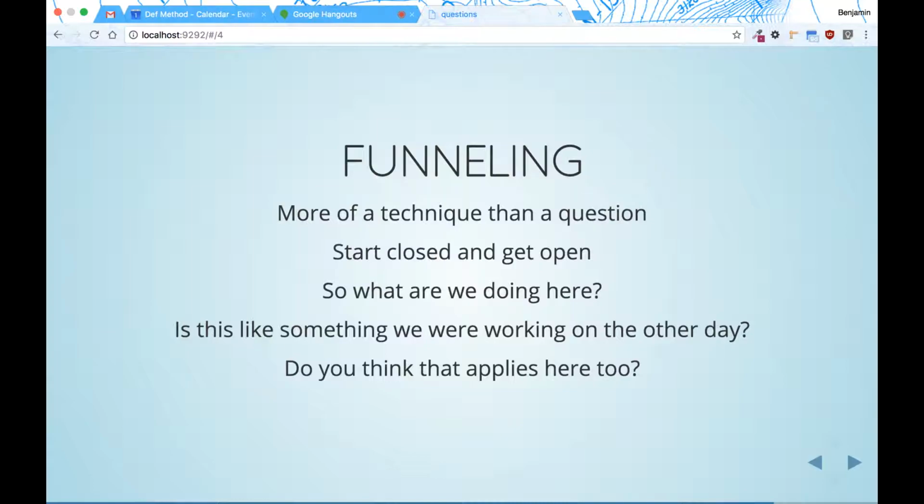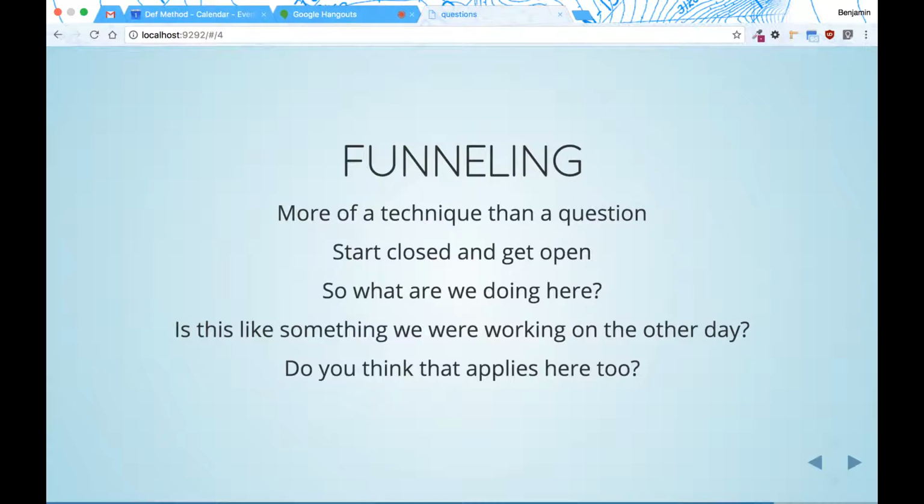When you're using funneling questions, you might want to start closed and get more open, despite what you may think of a funnel doing. Starting closed doesn't let somebody just get to the answer right away, but you can start to lead them down the path to the point that you're making. So starting with a yes/no question, "What are we doing here?" is pretty closed. It's just, we're doing X, Y, or Z.